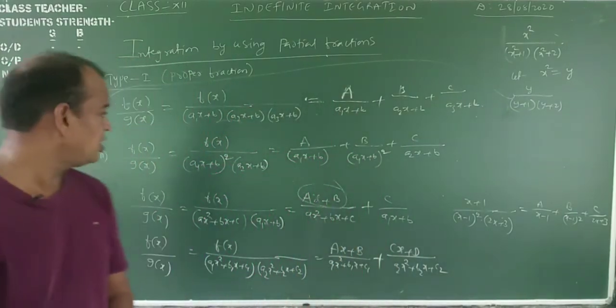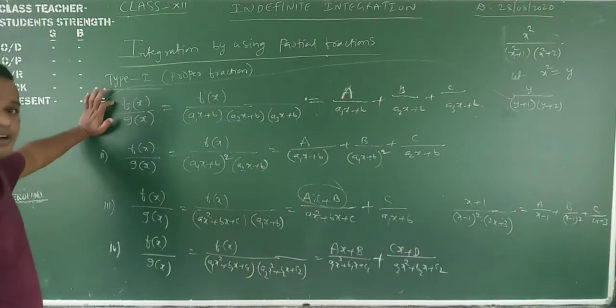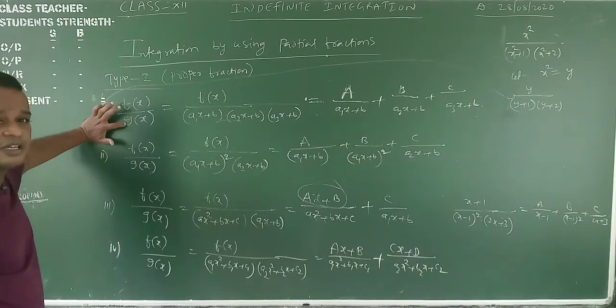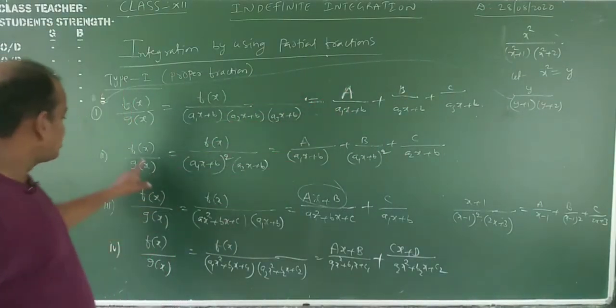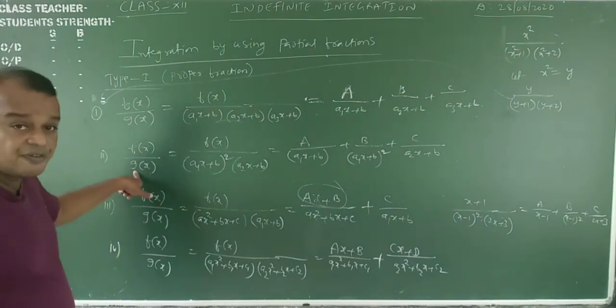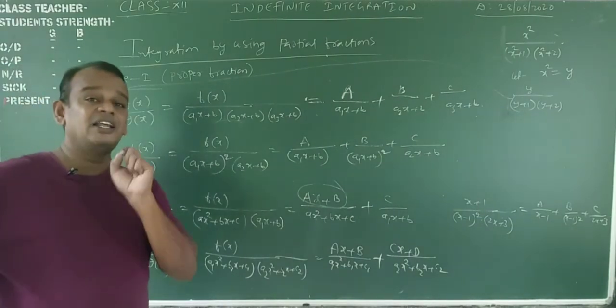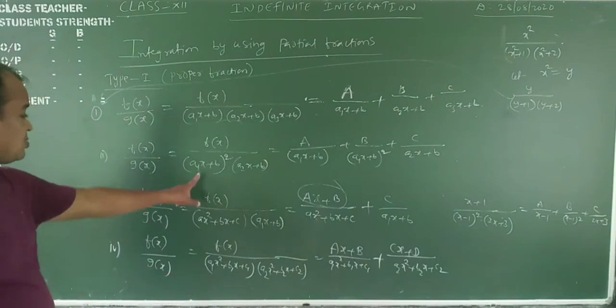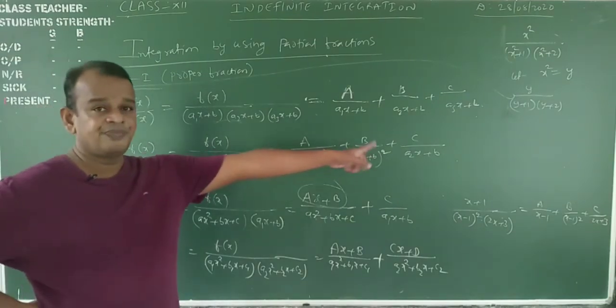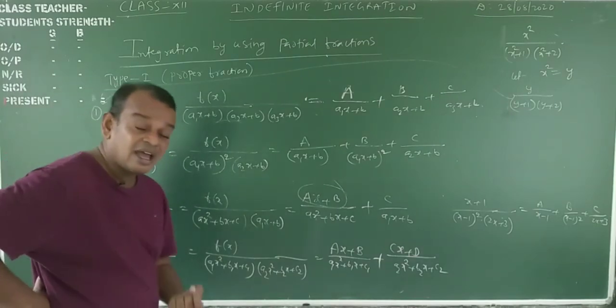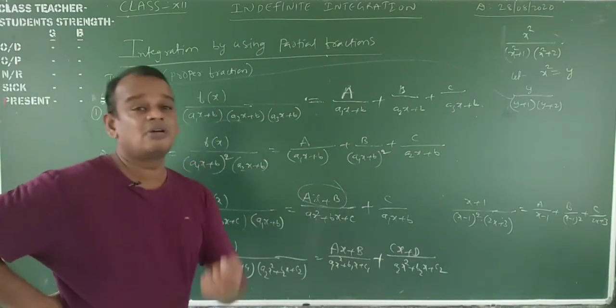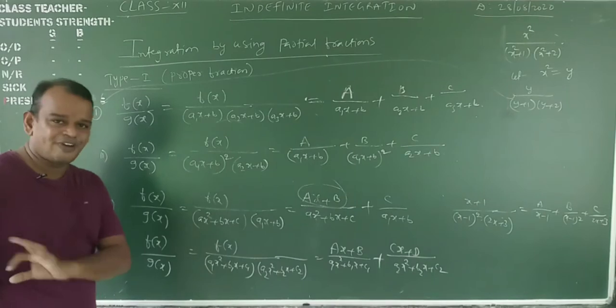How many types are there? First type, what is the first type? f of x by g of x, where g of x has non-repeated linear factors. Next, f of x by g of x, where g of x has repeated linear factors. Now, f of x by g of x, where g of x has an irreducible quadratic expression, meaning it has no factors.